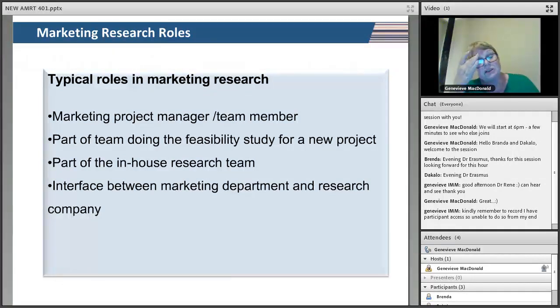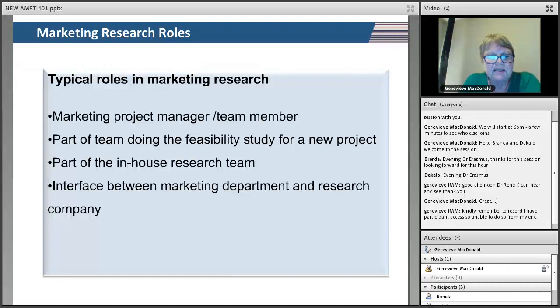Typical roles in marketing and research. You can be a marketing project manager, or one of the team members involved in the research. Feasibility is also often called a feasibility study before you actually do the project, just to check the doability of it. What is included, excluded, what will it cost, time, etc.